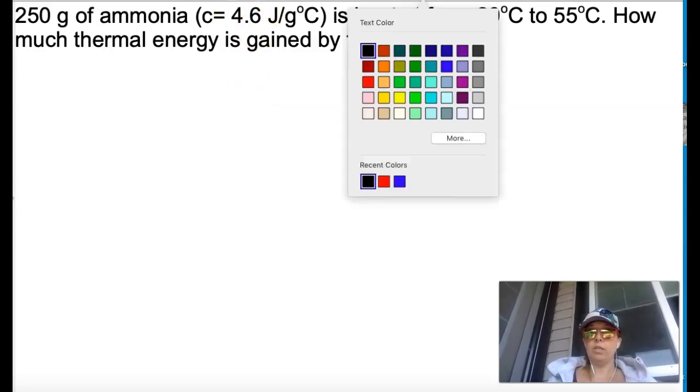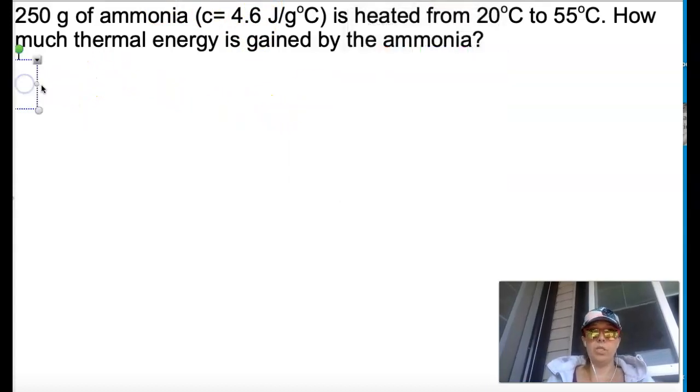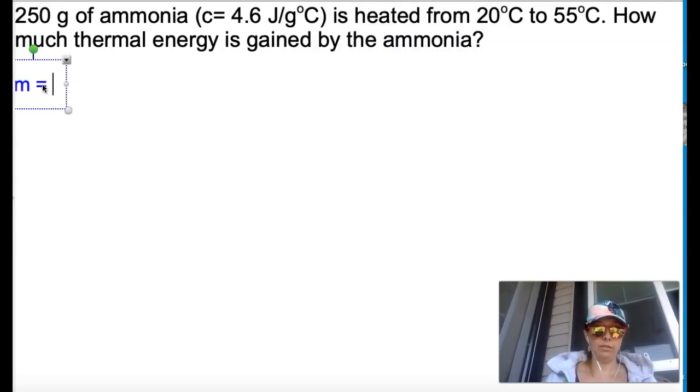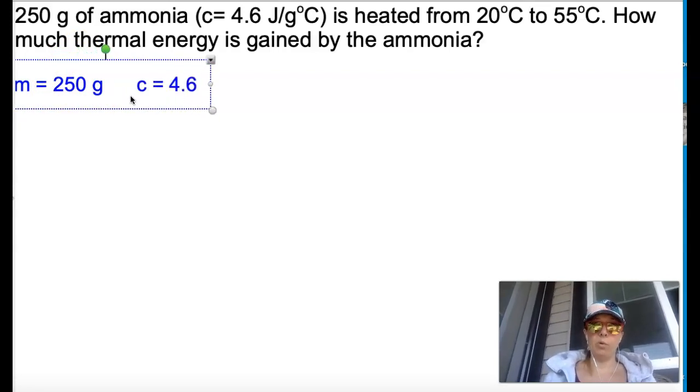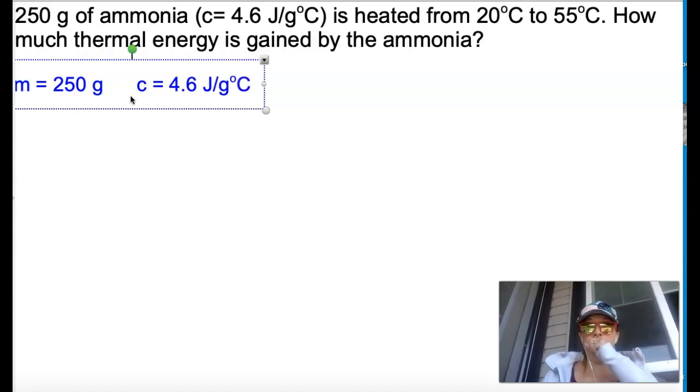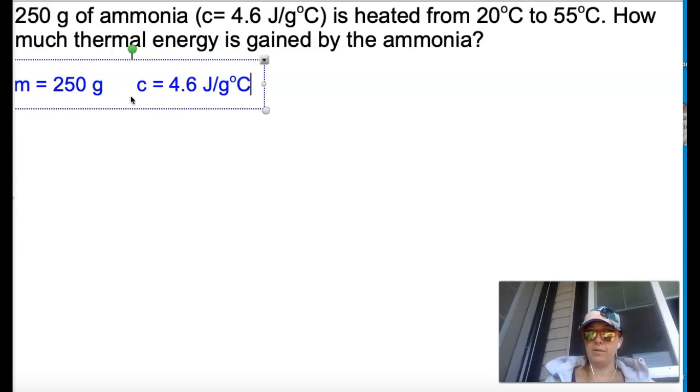So starting point, we want to start by writing our givens, just like we always do, right? So we were given a mass of 250 grams. I could choose to change this to kilograms if I want, but I'm just going to leave it in grams, which means my C is going to be that 4.6 joules per gram degrees C. I guess I should maybe read the question before I start listing out my givens in case I missed something. So it says 250 grams of ammonia, which then gives you the specific heat capacity for, is heated from 20 to 55. How much thermal energy is gained by the ammonia?